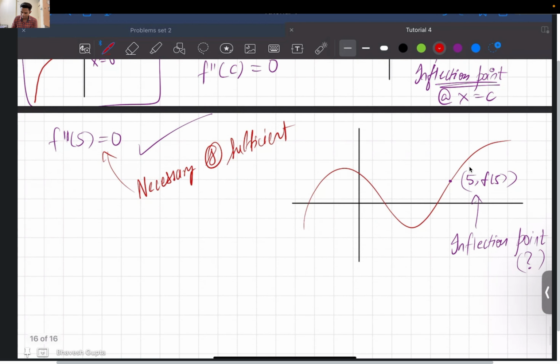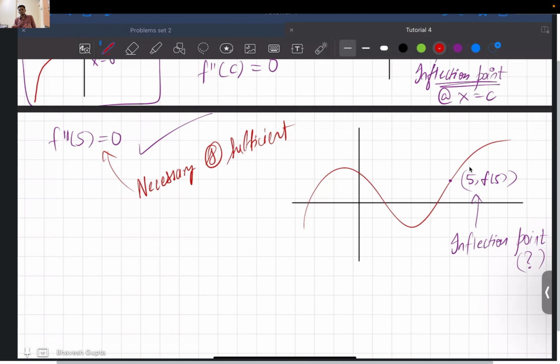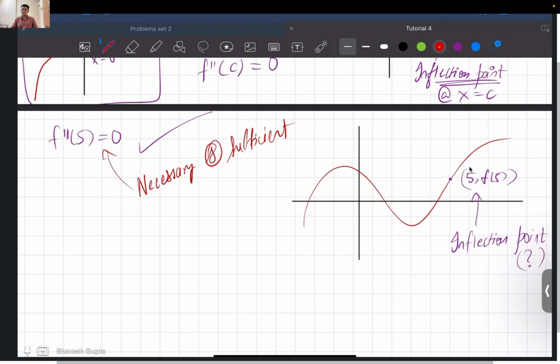Let me first clear the difference between necessary and sufficient. Sufficient means that if you check this, then this checking is enough to conclude. But when I say necessary, that means you have to check this. Without checking this, you cannot conclude. When I say necessary and sufficient condition, that means you have to check this, and checking this itself is enough. So you have both qualities together, and this is very good.